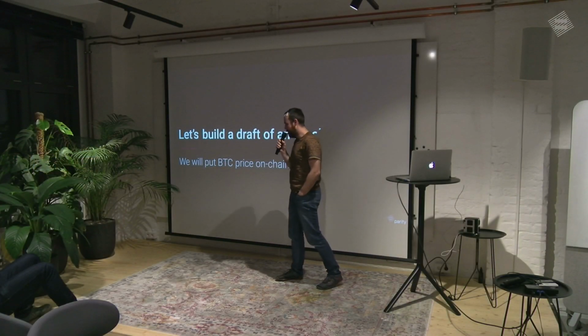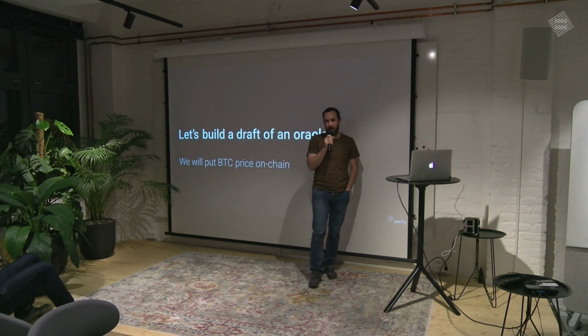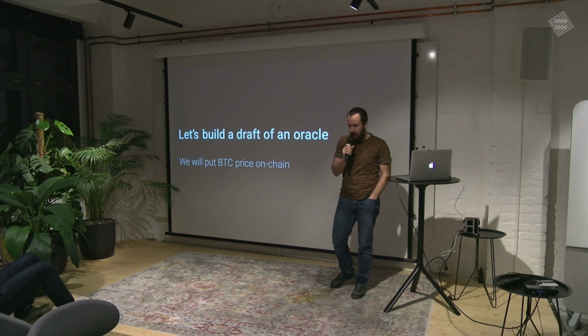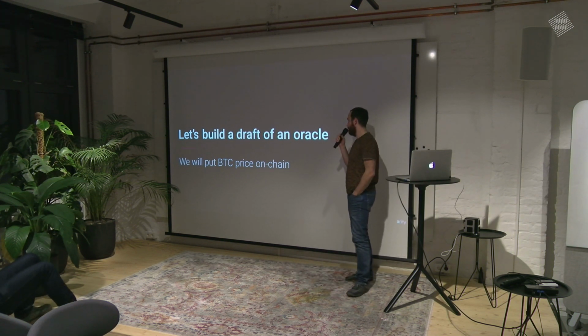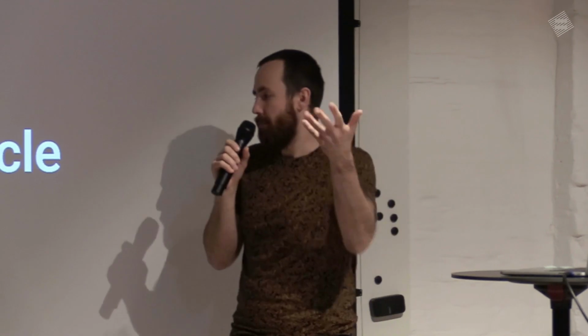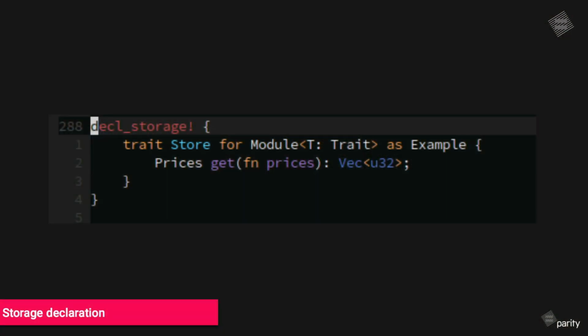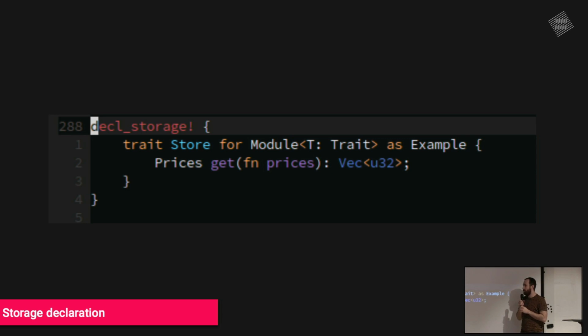So let's start off and build a draft of an oracle within Substrate. We're going to be building a Substrate pallet, a module in Substrate that will store the BTC price. We will try to put the BTC price on chain, basically, and we're going to do it very naively. I'm going to publish the whole code as an example Offchain Worker module within the Substrate repo, if anyone is interested later on. I didn't manage to finish it on time before the presentation, but it's going to be there soon.